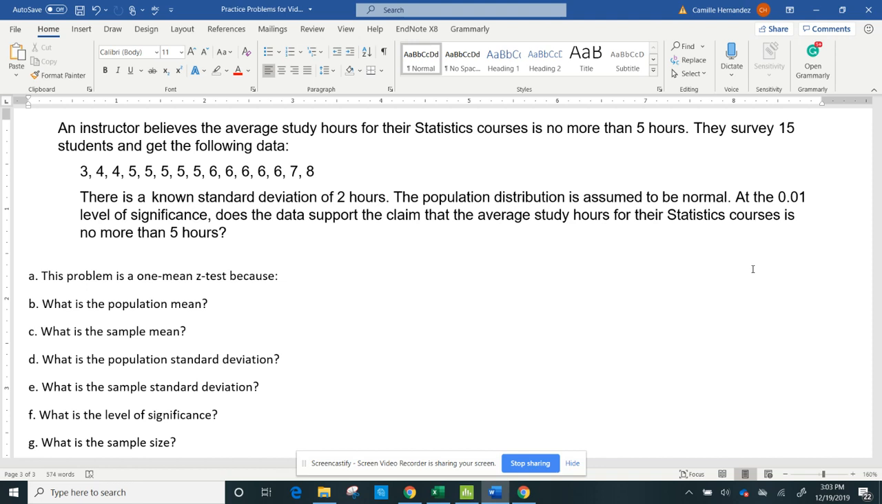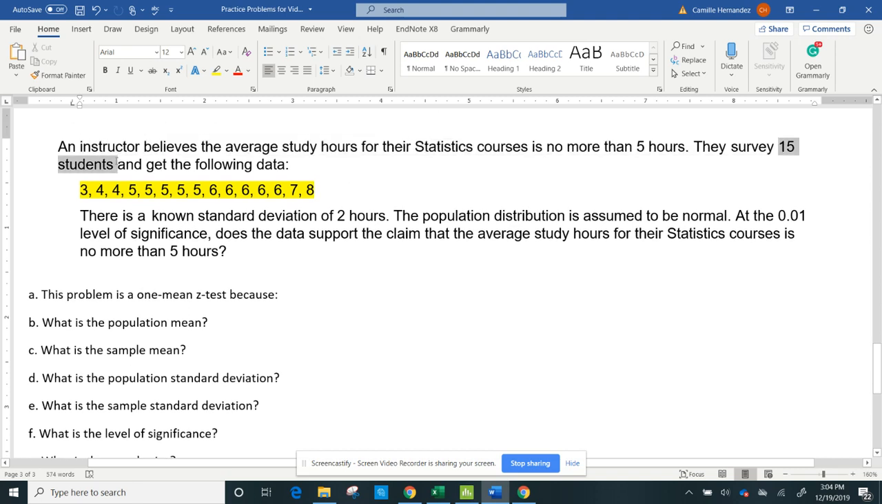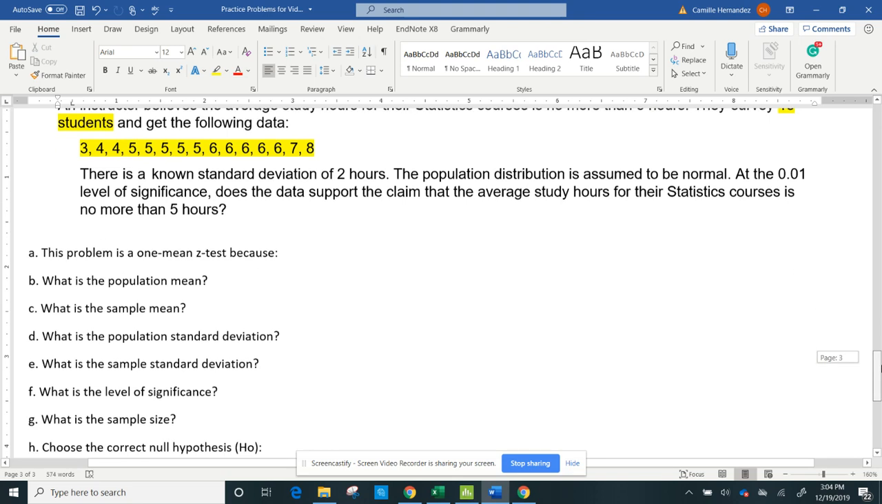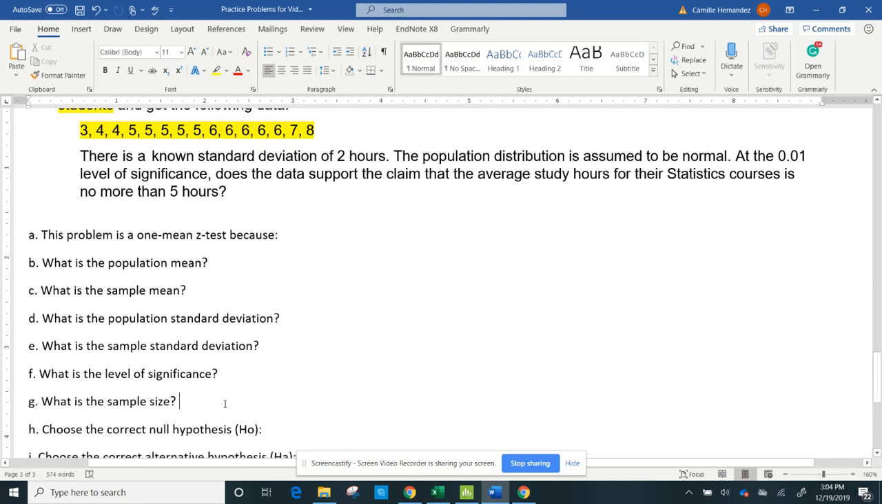At the 0.1 level of significance, does the data support the claim that the average study hours for statistics is no more than 5 hours? All right, so what am I given? Well, I'm given a sample, and here's my sample. I'm going to highlight it in yellow. And if I count that up, it gives me the 15 students. So those 15 students that gave me data, their study hours, that's my sample size. So my sample size is 15.